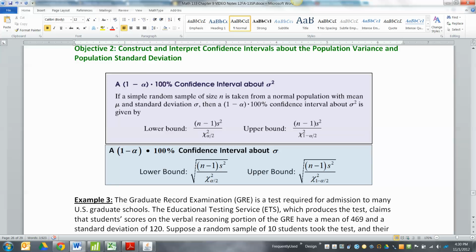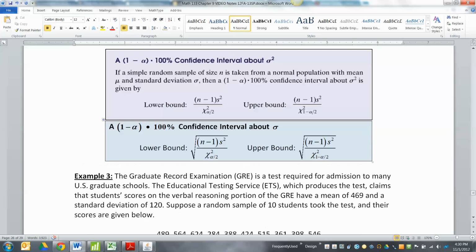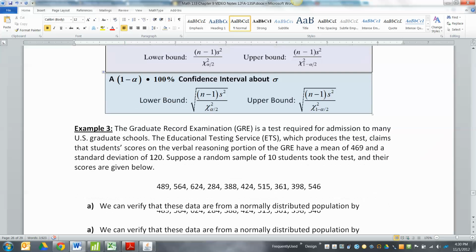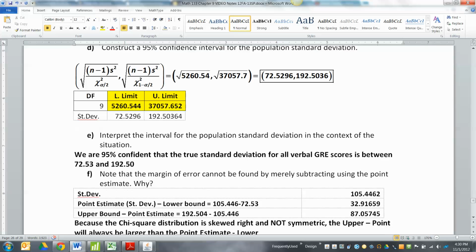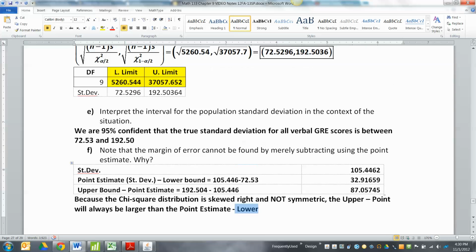Remember the other ones would say things like x bar plus or minus t. We don't have that here. It's not possible. It's because we don't have that symmetry that we had in the other sections with the z and the t distributions. The chi-square distribution doesn't have that symmetry. So we're stuck doing it with this other formula.